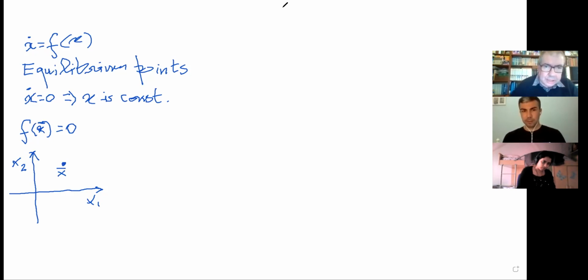Now, suppose that your state is not exactly at equilibrium, but it's here. So this is your x. So you have an increment that I call delta x. So this means that x is equal to x bar plus delta x. Okay?